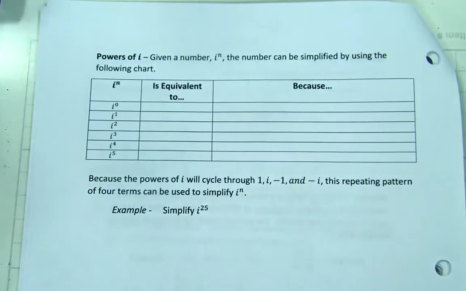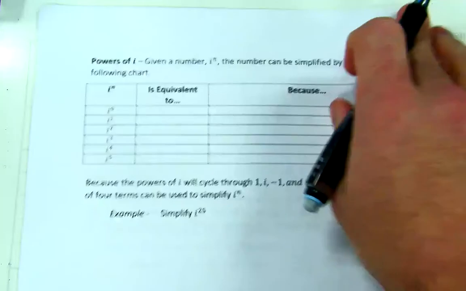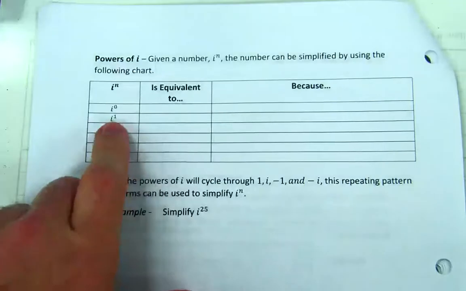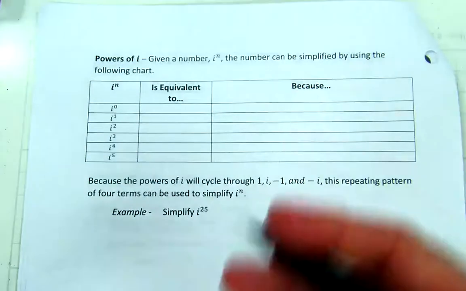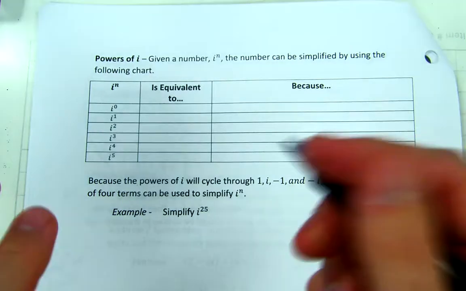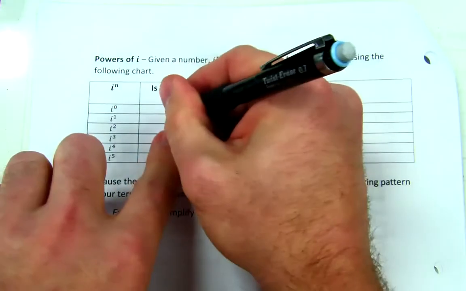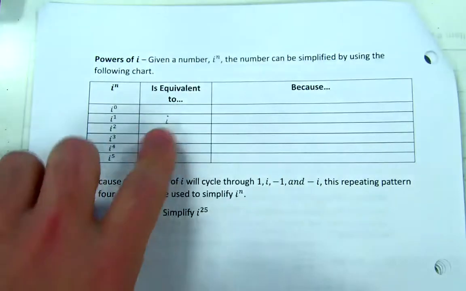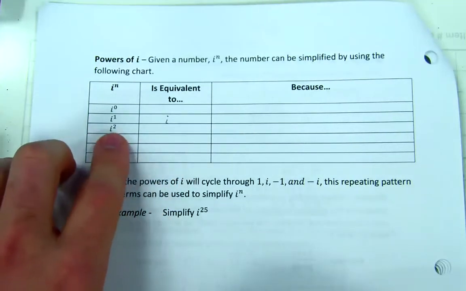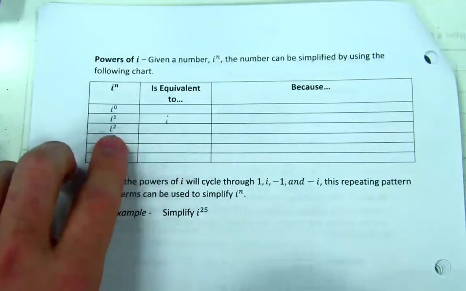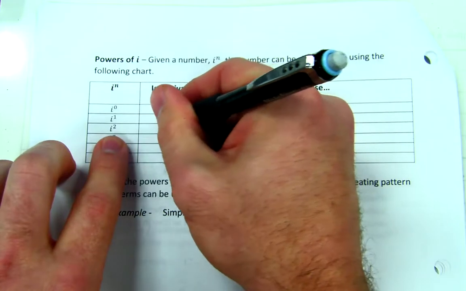Okay, these are cool. Powers of i. So we can cycle through powers of i. We already saw an example. So i to the first power is just i. We said i squared would be the same as negative 1.